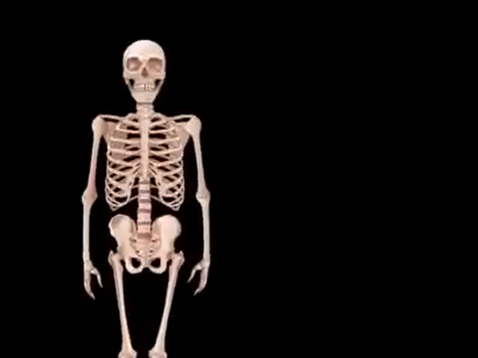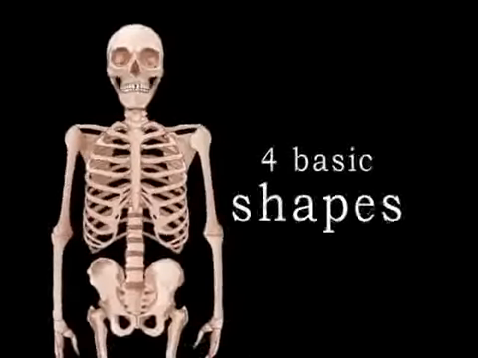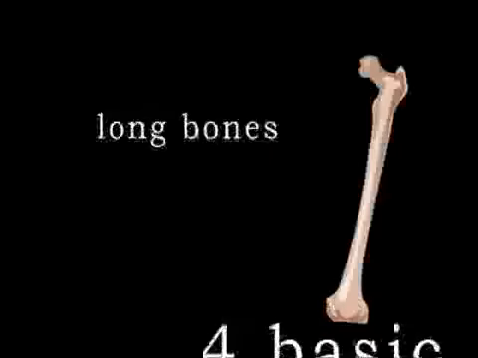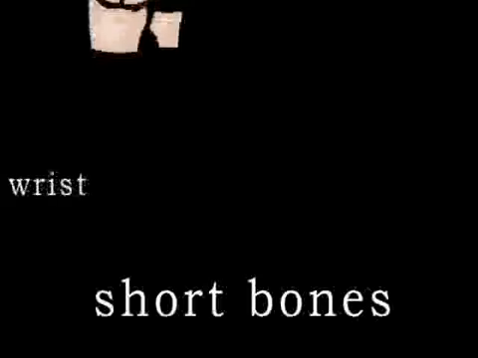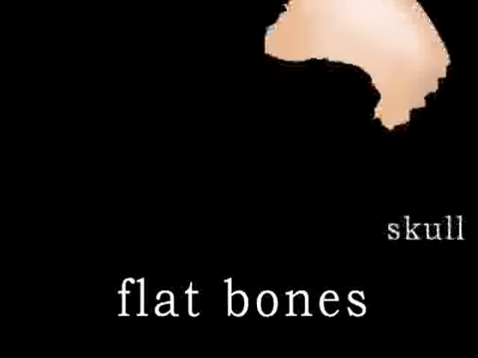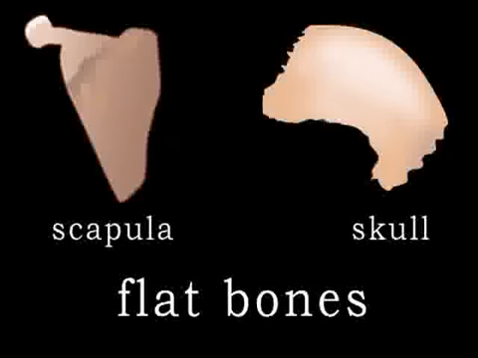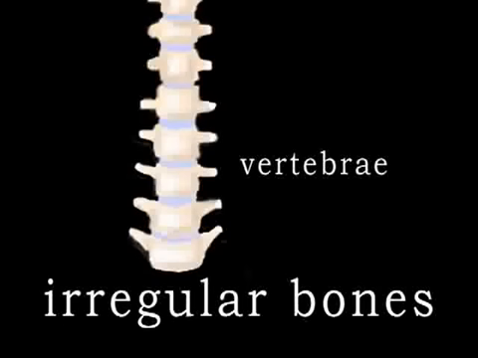The skeletal system is made up of 206 different bones, which come in 4 basic shapes. Long bones, such as the femur, short bones like the wrist and ankle bones, flat bones, such as those in the skull or scapula, and irregular bones like the vertebrae.